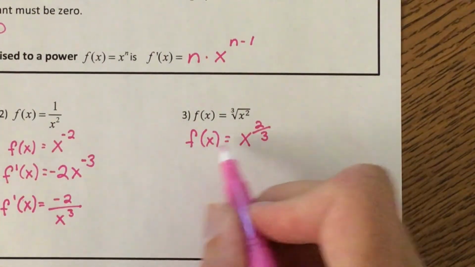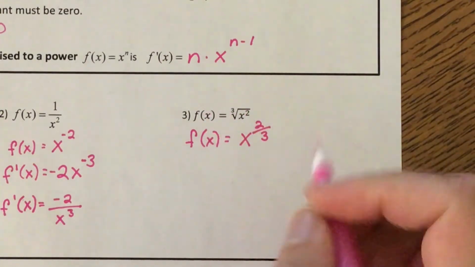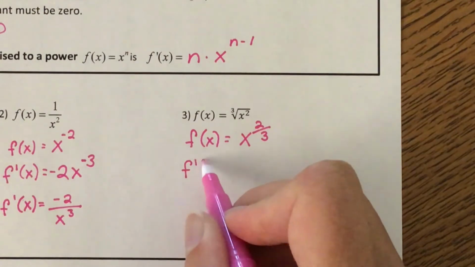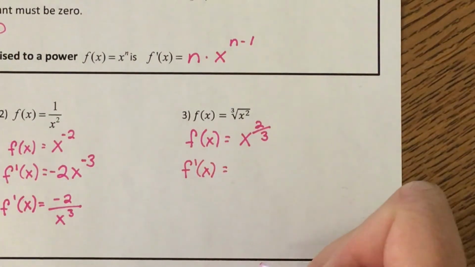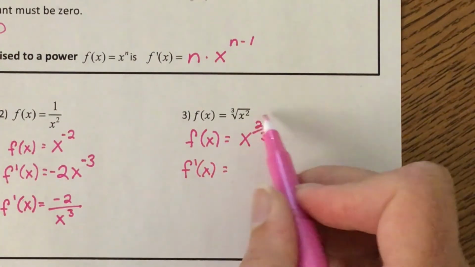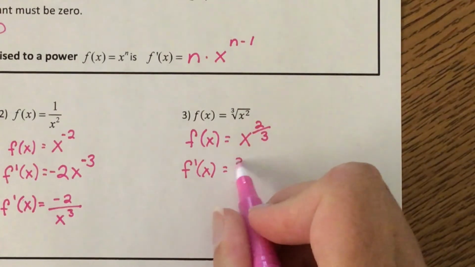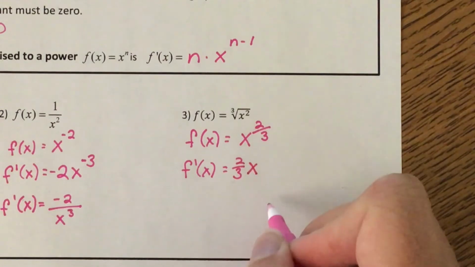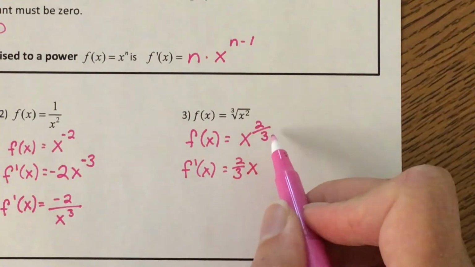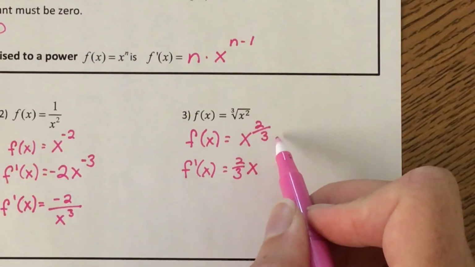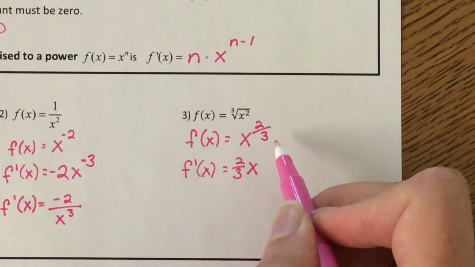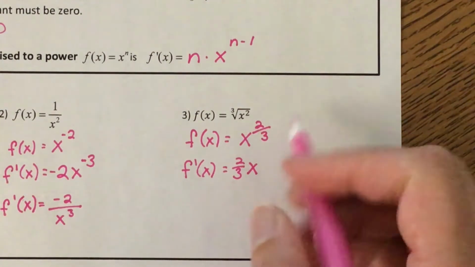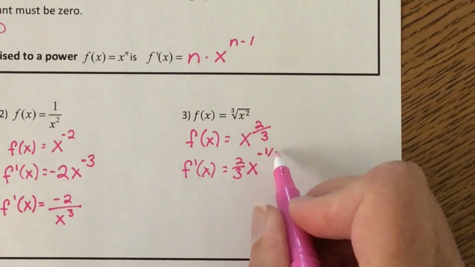So this is the same thing. It's equal to this. We have not taken the derivative yet. Now let's take a derivative. F prime of x equals. Okay, our rule says that we take the exponent and bring it down in front, 2/3. You keep the x, and then you subtract 1 from whatever your exponent is. Now 2/3 minus 1 is the same thing as 2/3 minus 3/3, which is negative 1/3.